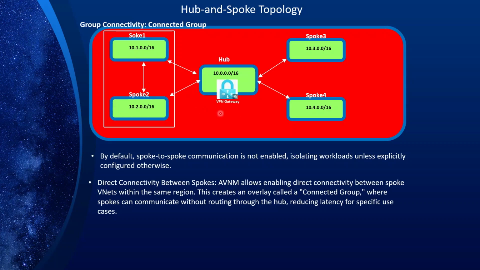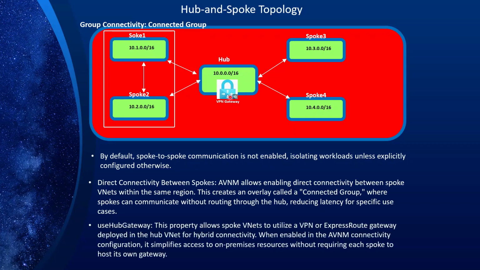Also, if we need to communicate from on-prem with the hub and spokes, we can set up a VPN gateway in the hub environment and then share that, to be able to connect to the other spokes through that VPN gateway. That is a setting that we can set, and we'll go through that during the demo.